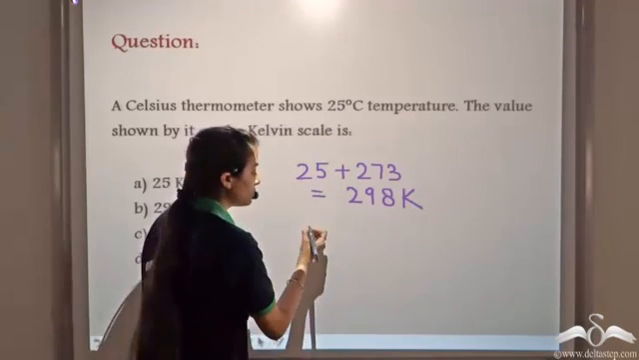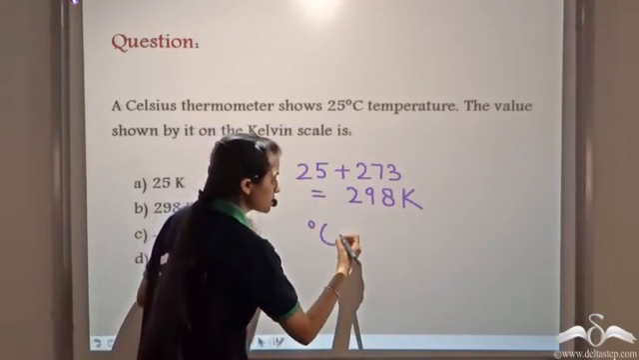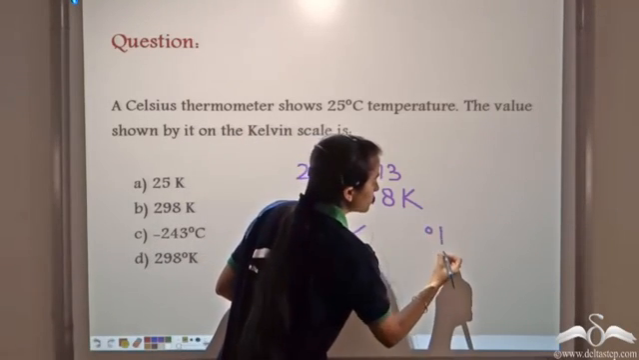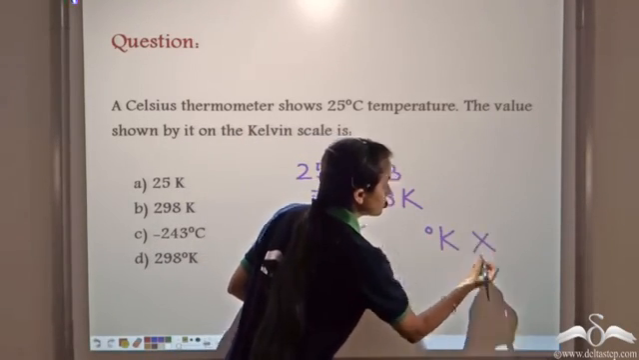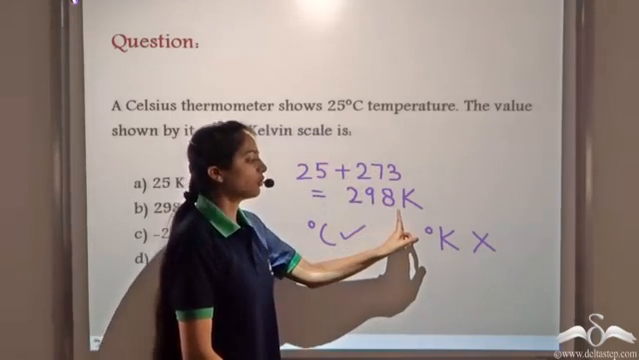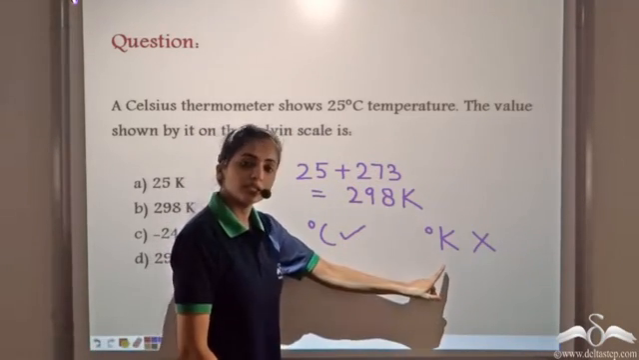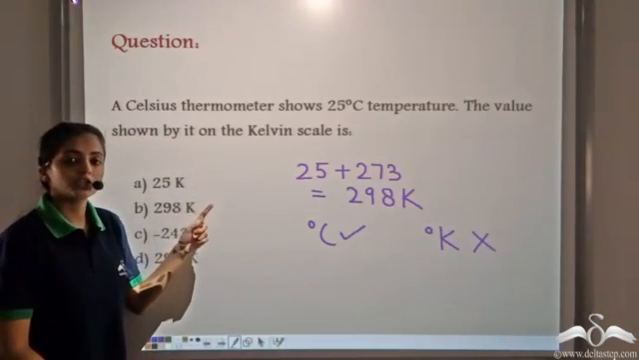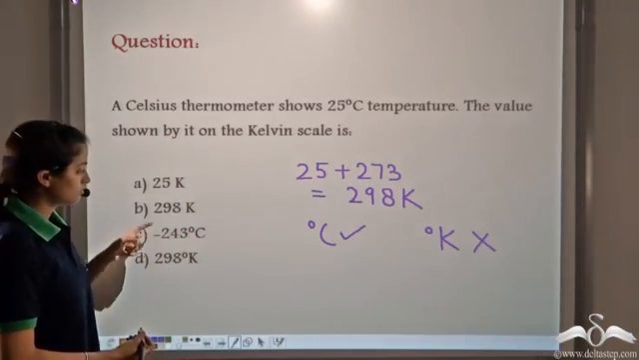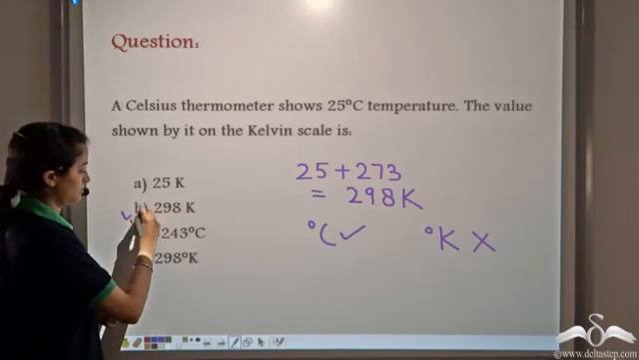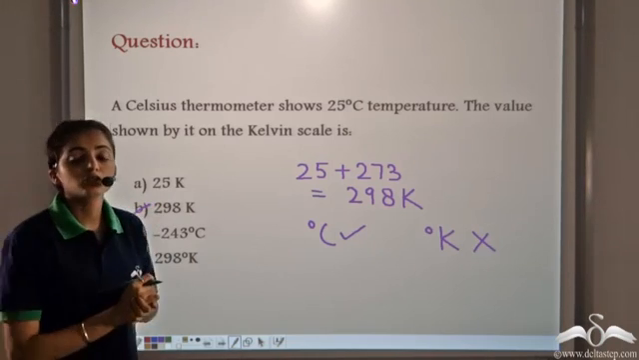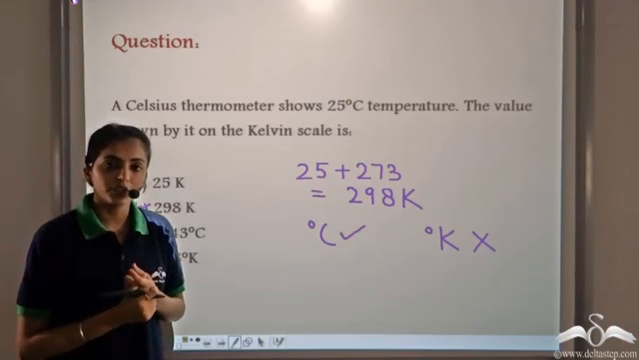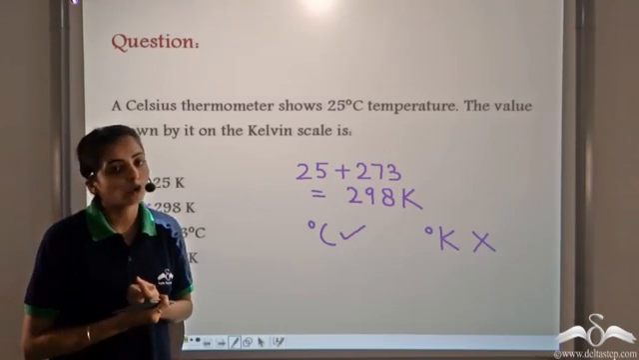Remember, we always write degrees Celsius, which is right, but we never write degree Kelvin. The unit of Kelvin is K and not degrees Kelvin. So the value corresponding to 25 degrees Celsius on the Kelvin scale is 298 Kelvin. So these are the three physical parameters, that is volume, pressure and temperature, that define the behavior of all gases.